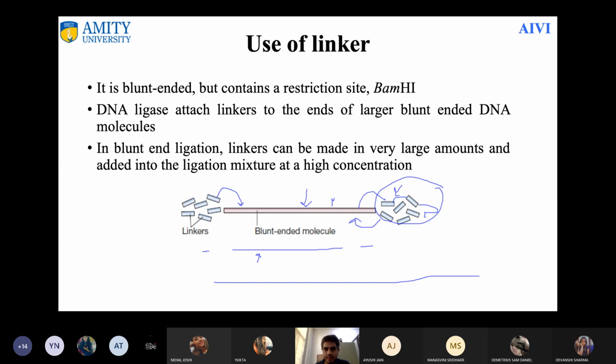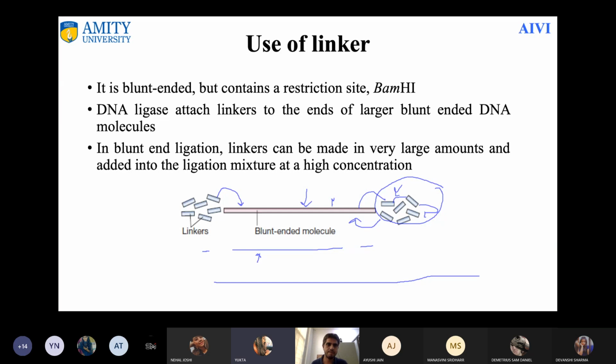Next. Okay, so if there is no question on linkers and adapters, now this whole module is open. Anything throughout this module that we have done, if you would like to ask, please raise your questions, keeping in mind Monday is your test. Yes, Yukta.